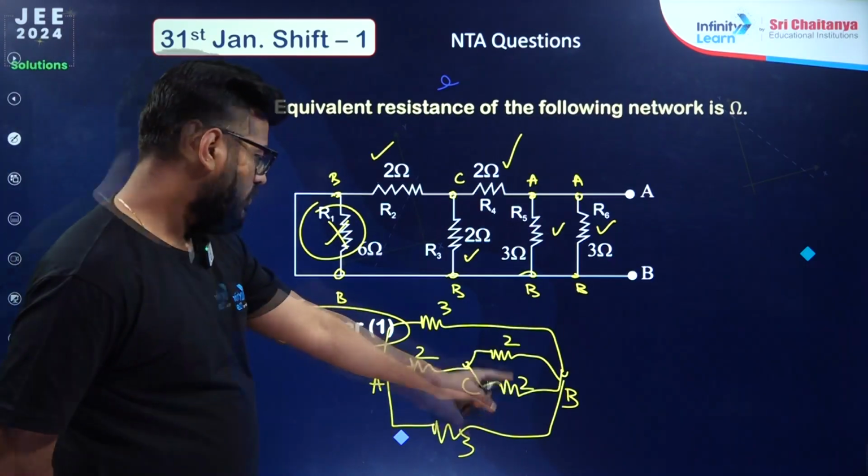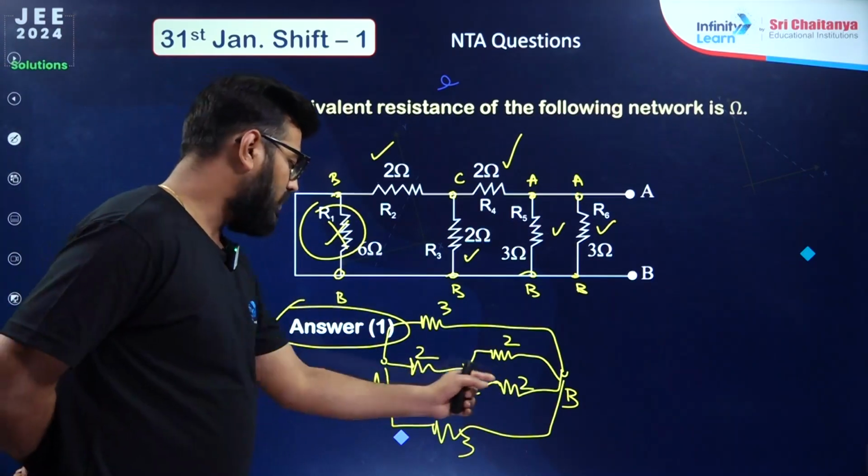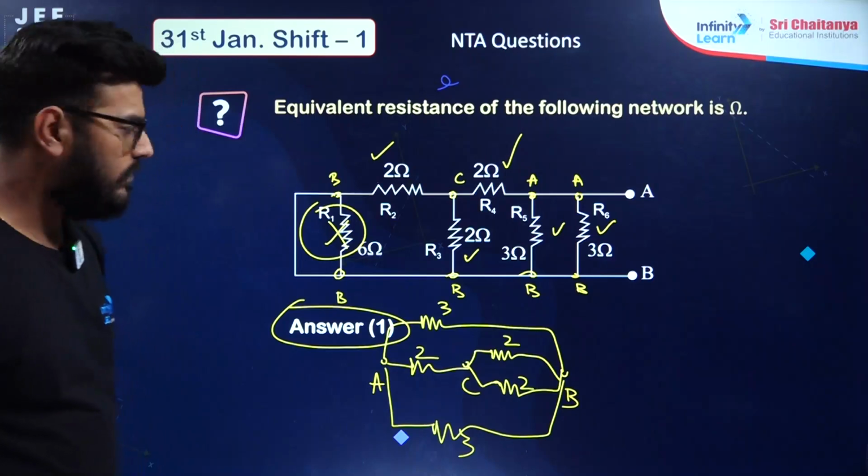For this 2 and this 2, it's going to be obviously 1, and 2 plus 1 is 3. Yes, so 3, 3, 3, it's obviously going to be 1.